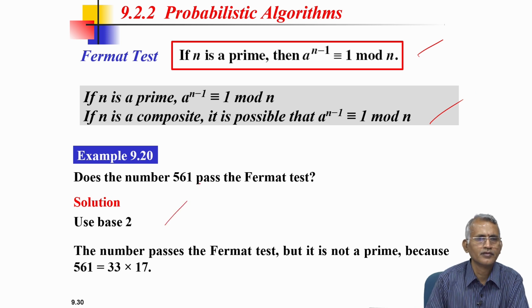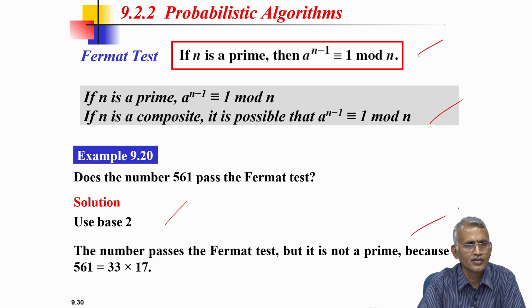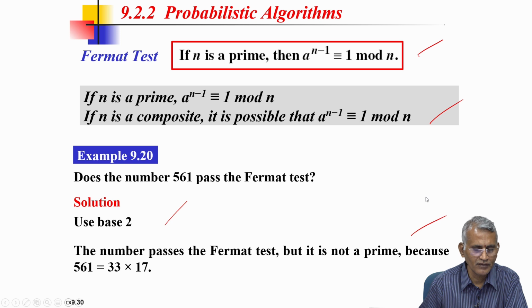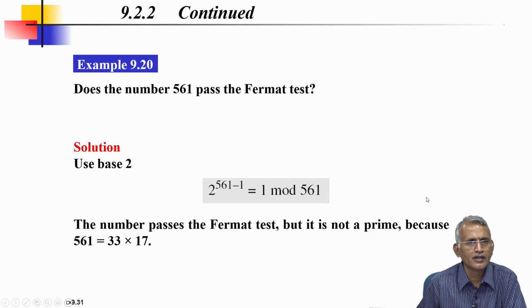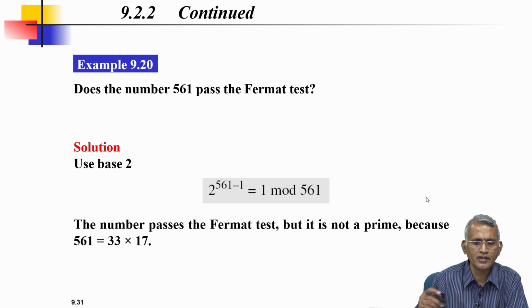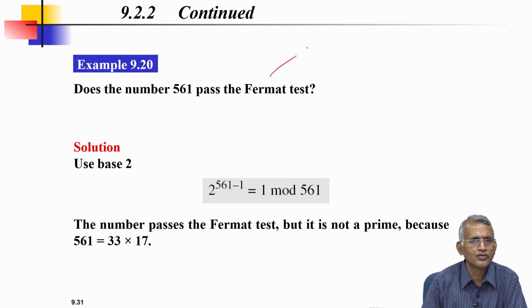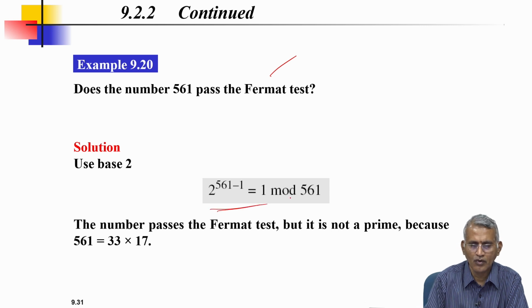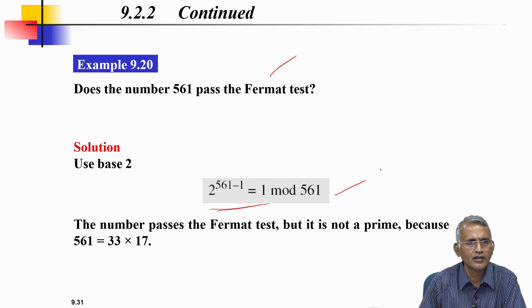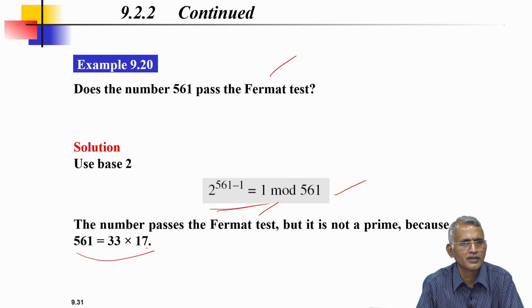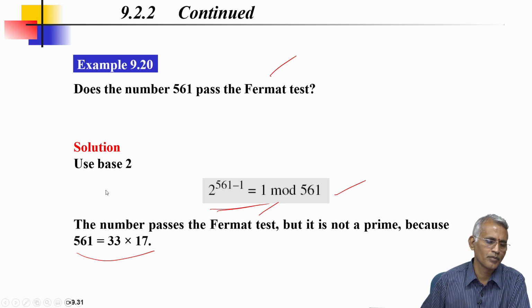Now, use base 2. The number passes the Fermat test, but it is not a prime, because 561 is equal to 33 into 17. So, use base 2: 2^(561-1) is equal to 1 under modulo 561. The number passes the Fermat test, but it is not a prime because 561 can be expressed as the product of 33 and 17.